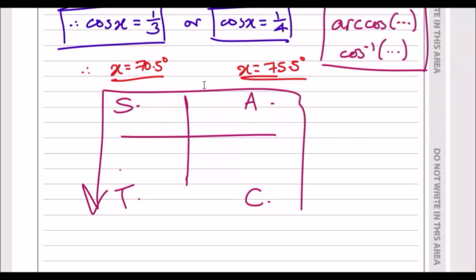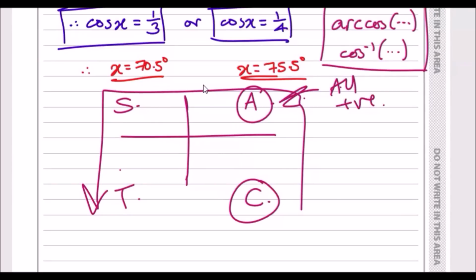Because we're using cos, this means that we're going to use C, and because the answer that we had was a positive result, we're going to use A, because A always means all, and all means positive. And you can kind of guess, C is for cos, T is for tan, and S is for sine.